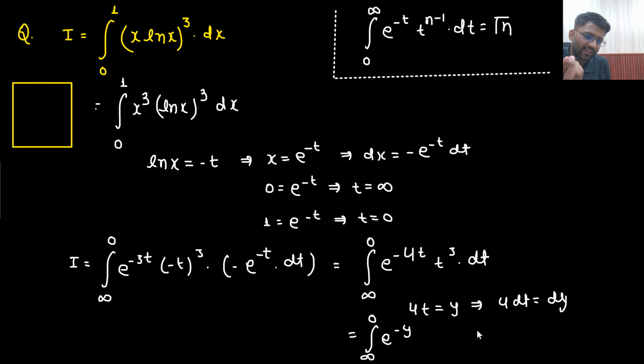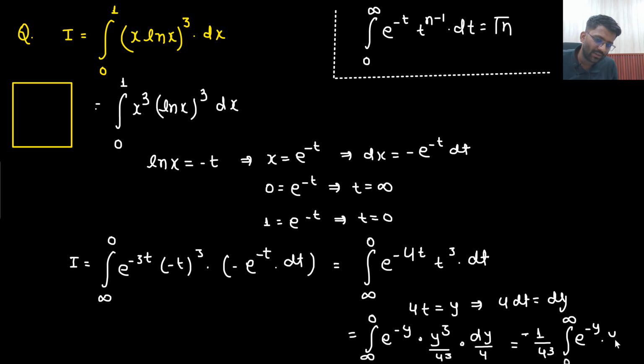e to the power minus y, and t is y by 4, so t cube is y cube by 4 cube. dt is dy by 4. So what you are getting is 1 by 4 to the power 4 outside. The minus sign you also take outside. Why am I taking the minus sign outside? Because I need to make the limit from 0 to infinity. I am making the limit from 0 to infinity, e to the power minus y, y cube dy.